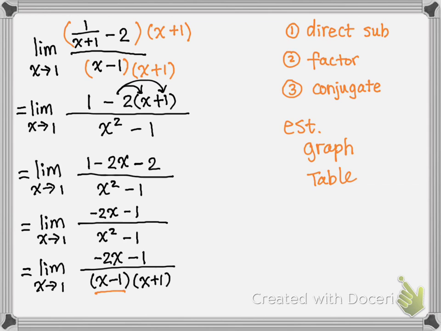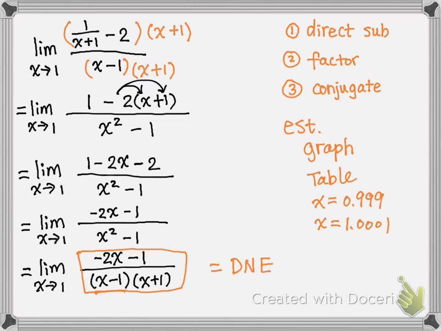So if you plug in the number x equals 0.999 or the number x equals 1.0001, you realize this function, this expression, doesn't approach one single number. So you can already say this limit does not exist. Okay, so when we fail all three approaches and when we use a graph and table to confirm that there's no limit, then we can say the limit does not exist.